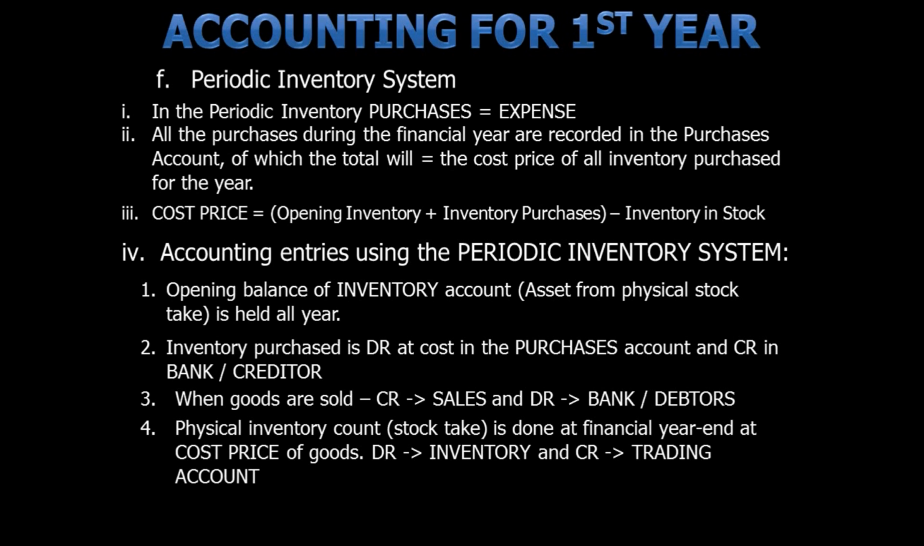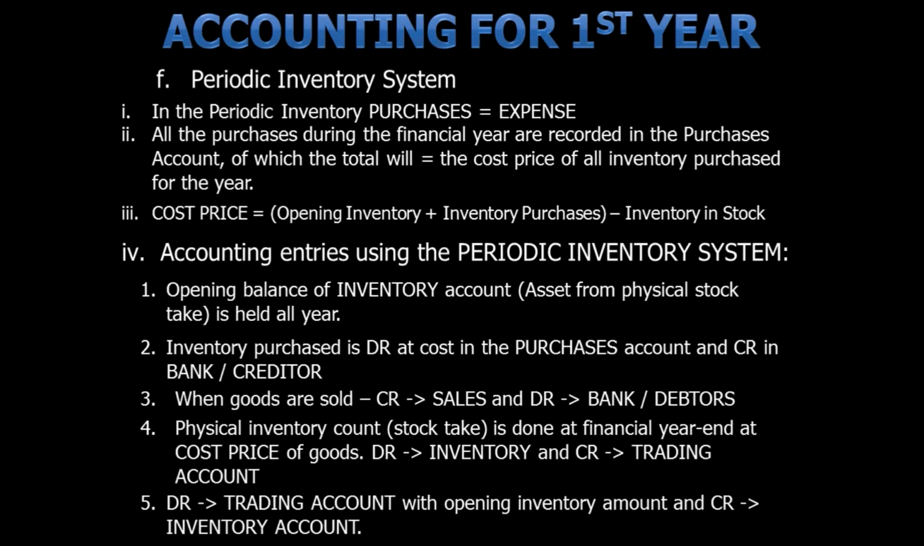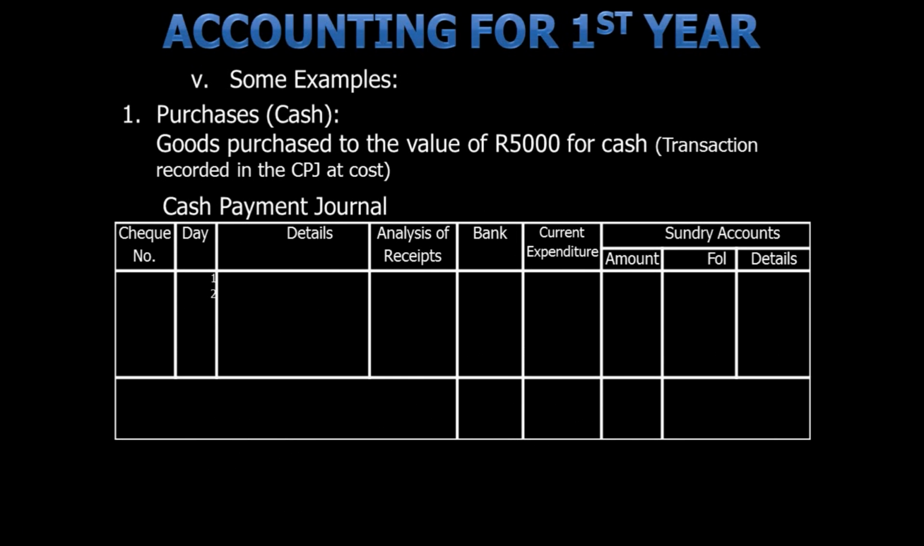At the end of the financial year, a physical inventory count or stock take is done and the cost price of the goods recorded. Then the inventory account is debited with that amount and our trading account is credited. Then the opening inventory amount is debited to the trading account and our inventory account is credited. Let's have a look at some examples to illustrate how the periodic inventory system works.